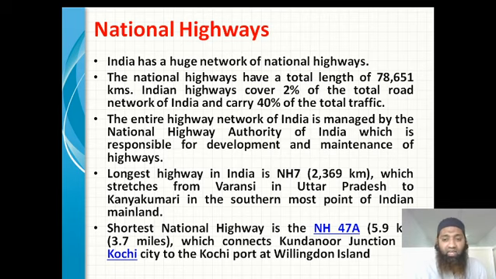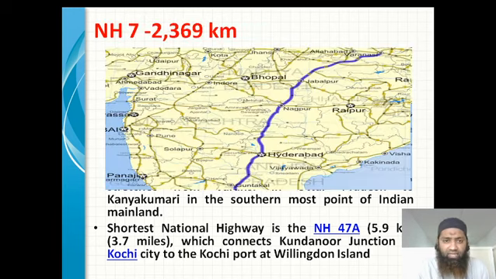It is such a big national highway which stretches from Varanasi in Uttar Pradesh to Kanyakumari, the southernmost point of the Indian mainland. If you take National Highway 7, you can reach from the last part of southern India to the northern part. So a free access is being given. It is connected in such a way. The shortest national highway is NH47A, 5.9 kilometers, which connects Kundanur Junction in Kochi city to Kochi port at Willingdon Island. So even a shortest national highway is there of 5.9 kilometers, and the longest highway of 2,369 kilometers is also there.